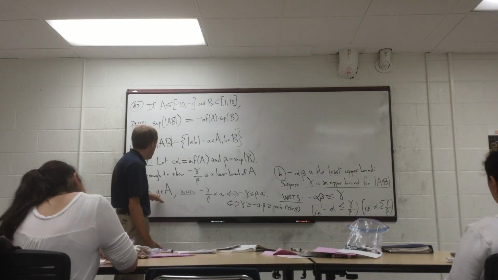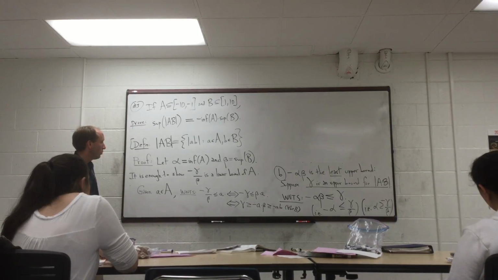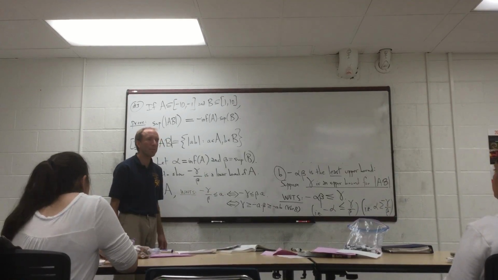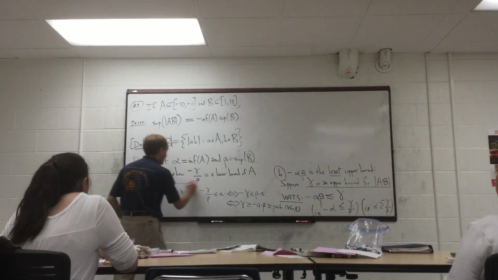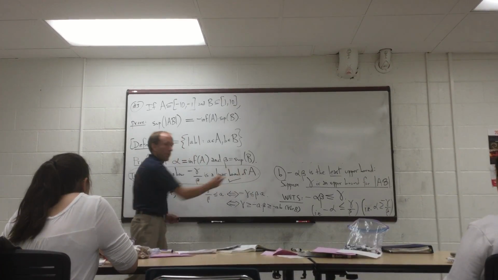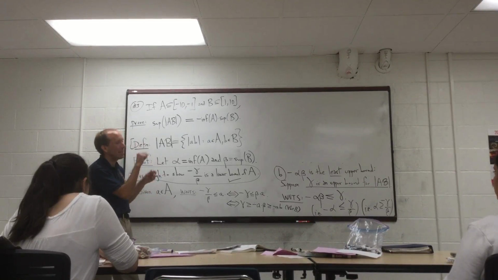Okay? So given any little a in capital A, we have shown that negative gamma over beta is less than or equal to that element. In other words, we have shown this statement right here. We've shown it. So we're done. It's a little tricky because of the minus signs and stuff.